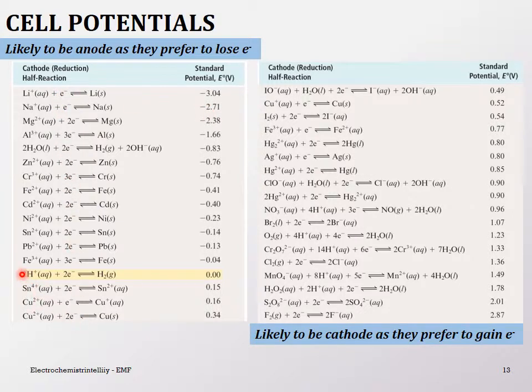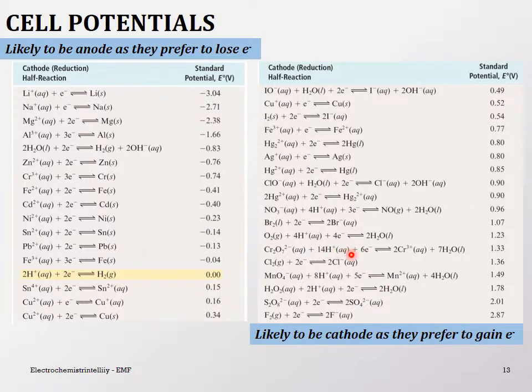And here is our hydrogen right here in the middle. Hydrogen gaining electrons would be 0. Remember, that is our reference point. And then everything else below hydrogen is going to be positive. Above hydrogen is negative, and below hydrogen is all positive.